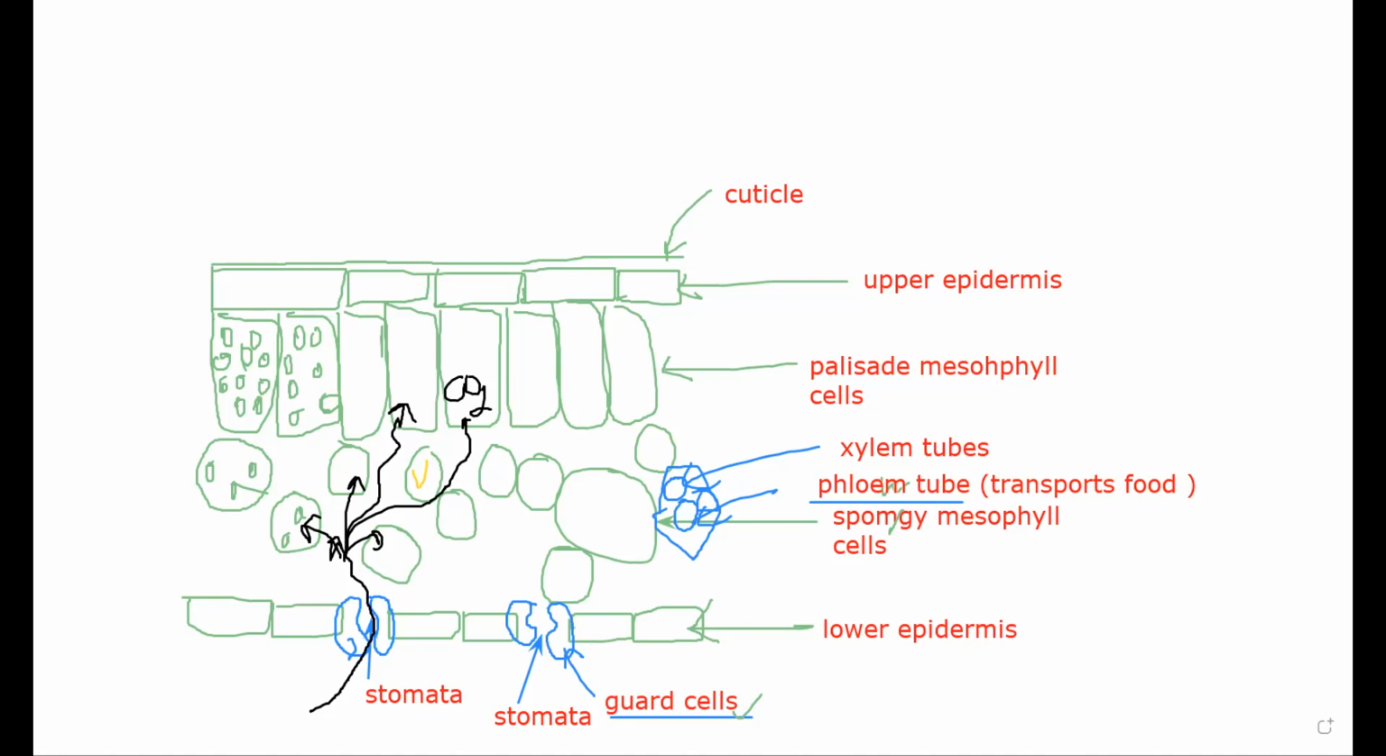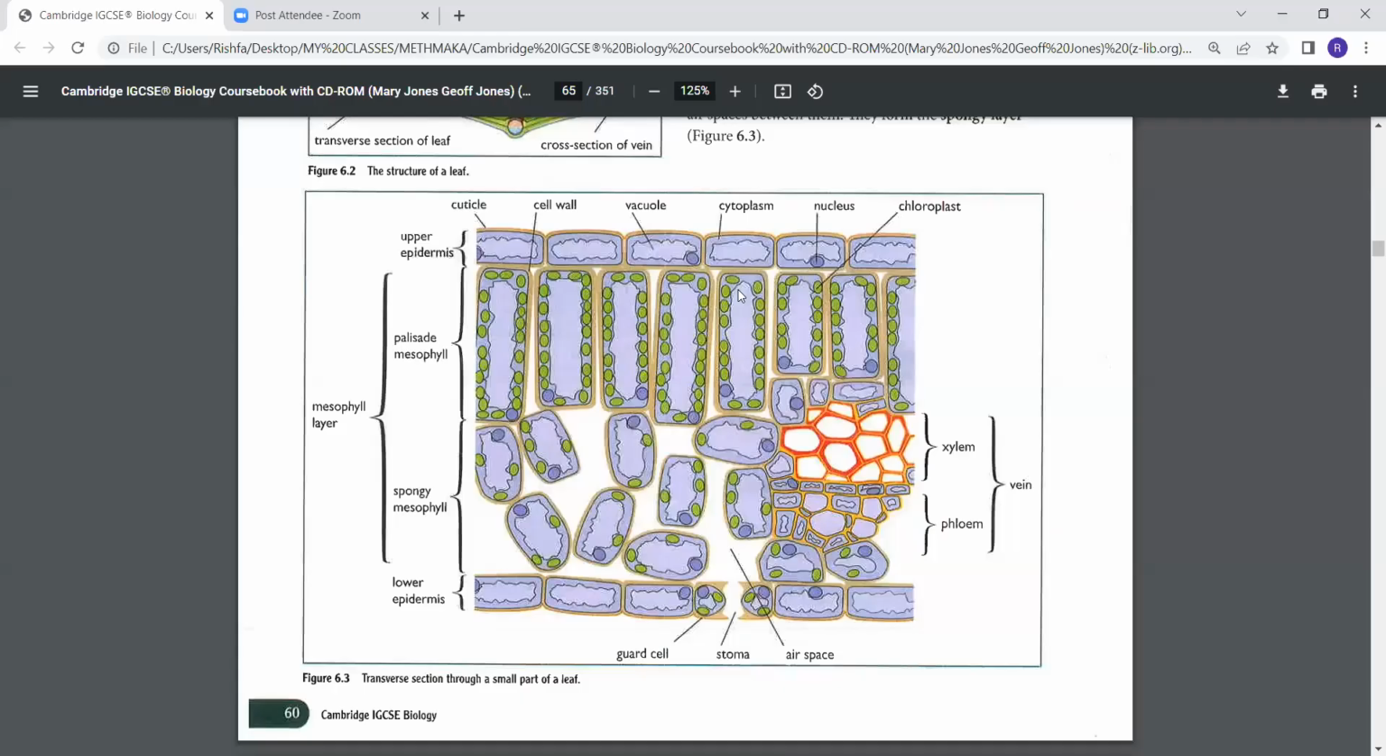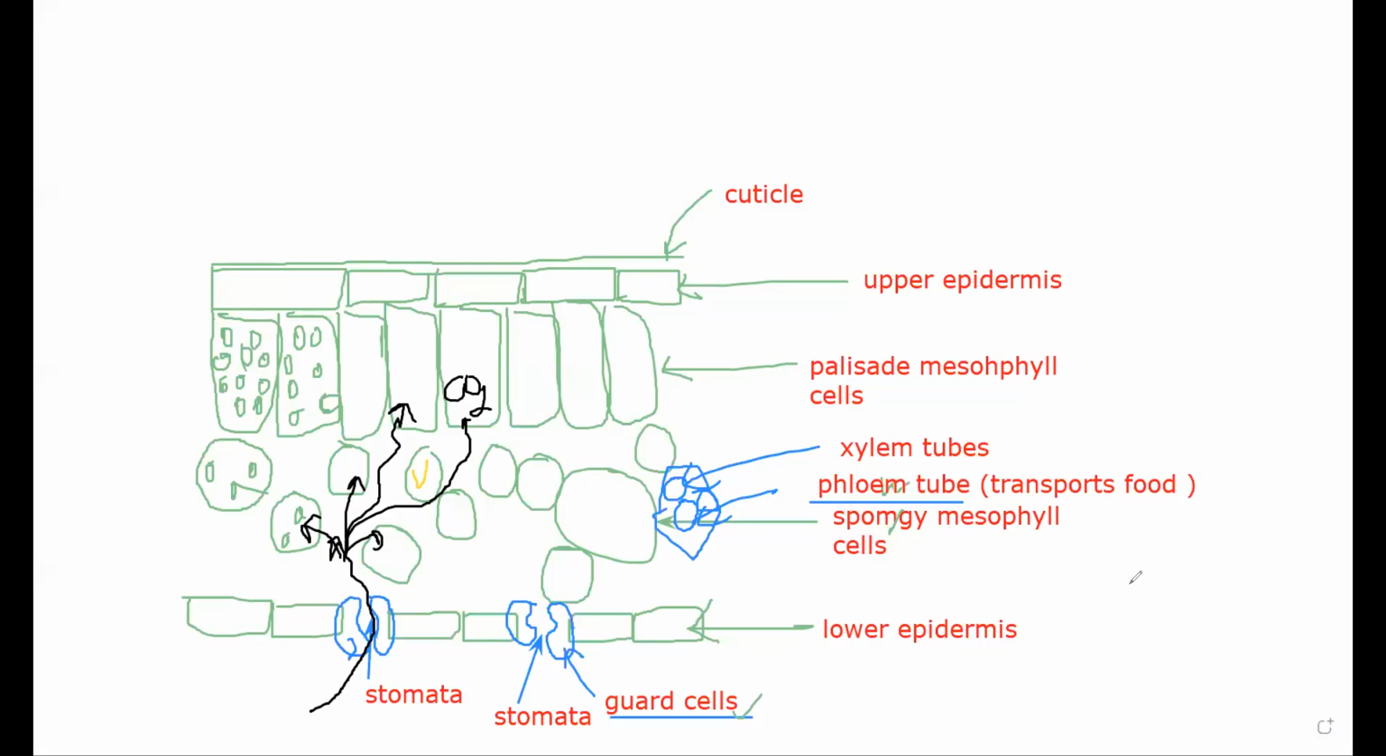Yes. Okay. I want you to draw this and label it. And if you want, you can also check the textbook when you're drawing. Here, this is the structure: upper epidermis, palisade mesophyll, spongy mesophyll, lower epidermis, guard cells, stomata, xylem and phloem. I think this is easy, no? Which one is easy? This one or what I drew? The textbook one is hard to write.